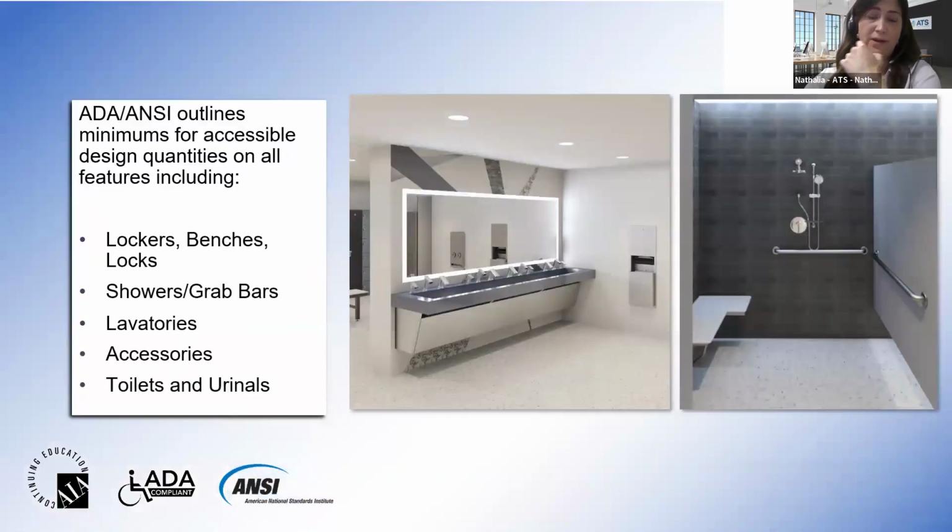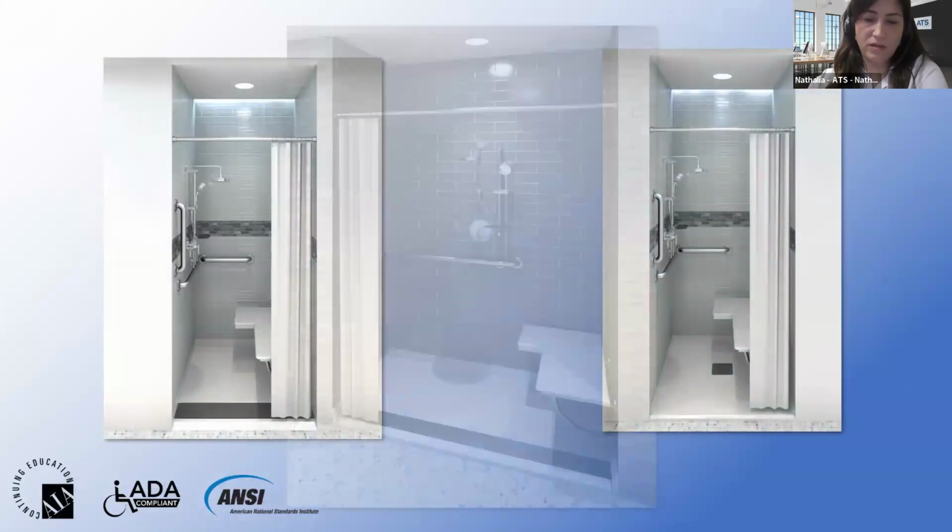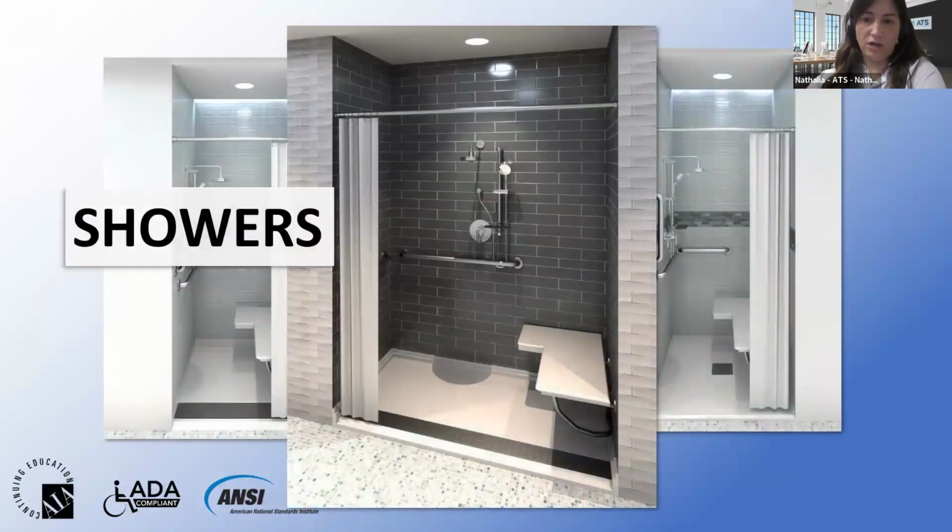So now that your user has entered the space, other considerations are required to ensure usability throughout the entire experience of the user in the locker room. With this in mind, ADA and ANSI outline everything that you should know about lockers, benches, locks, showers, grab bars, lavatories, accessories, and toilets and urinals. We're going to go over each of these categories, starting with showers.